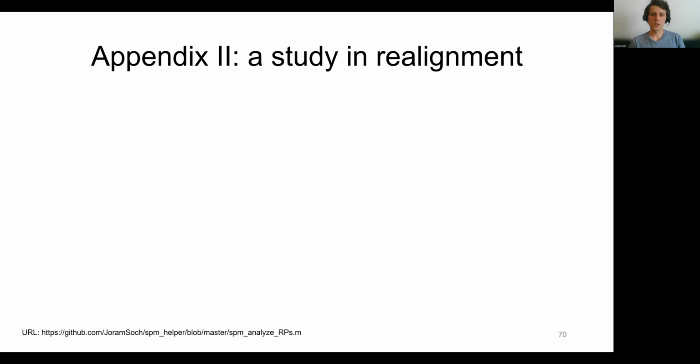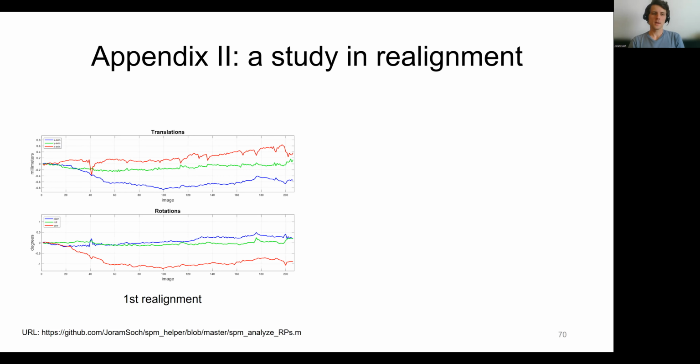Okay, the second additional information that I want to share is about realignment. So I did a little experiment. These are the translation and rotation parameters that I got from spatial realignment of my functional MRI data. And what would now happen if I take the spatially realigned images and enter them into spatial realignment one more time? Once again, you can shortly think about this question.